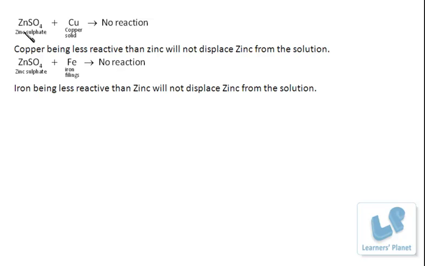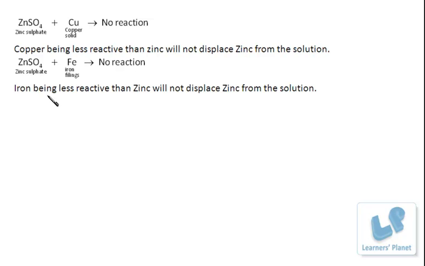When copper is placed in zinc sulfate solution, there will be no reaction. Why? Because copper is less reactive than zinc. So copper cannot displace zinc from zinc sulfate solution. Likewise, when iron filings are kept in zinc sulfate, then also there is no reaction. Why so? Because iron is less reactive than zinc.